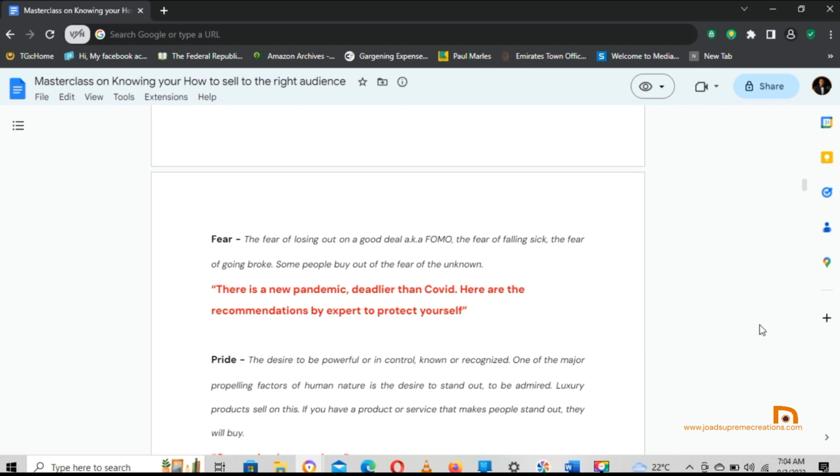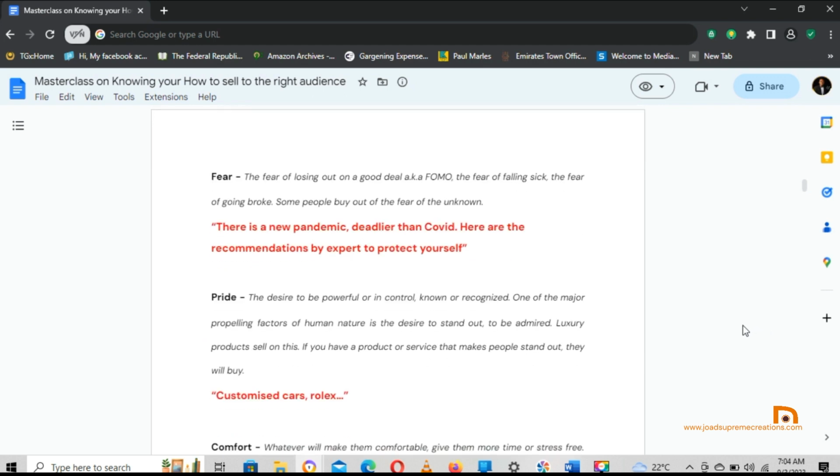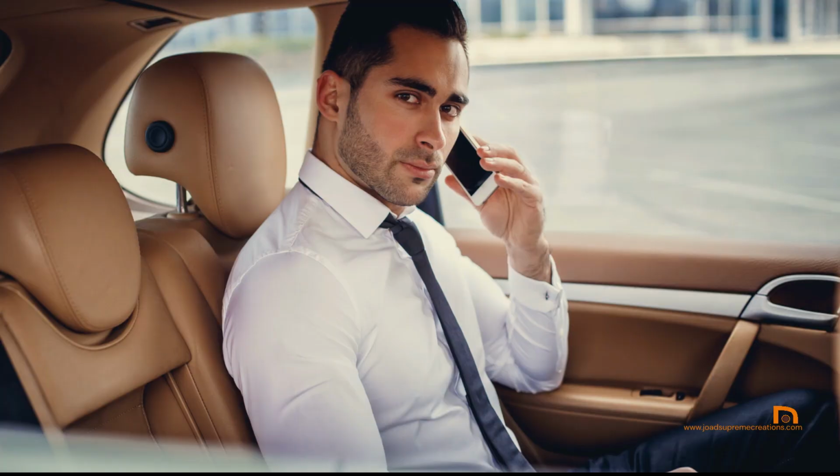Leverage on that. Now, another one is pride: the desire to be powerful or in control, known or recognized. One of the major propelling factors of human nature is the desire to stand out, to be admired, and luxury products sell on this. If you have a product or service that makes people stand out, they will buy. People want to feel special, like, yeah, I'm the one, I'm the talk of the town, people are talking about me. It's about me, me, me. So you can leverage on that pride, on that ego, and sell your product.